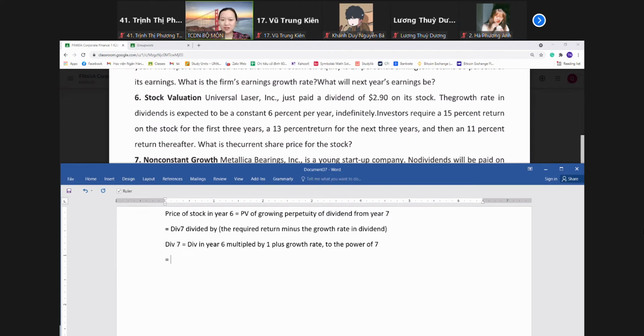So the dividend in year 6. Oops, sorry. This should be the dividend in year 0, right? Year 0. Sorry. So it will equal 2.9 divided by 1 plus 6% to the power of 7, divided by the required rate 11% minus 6%. Okay, how much is it? The number right here we call P6.